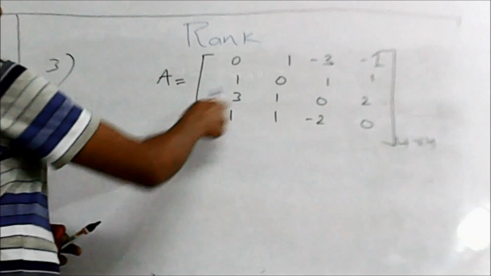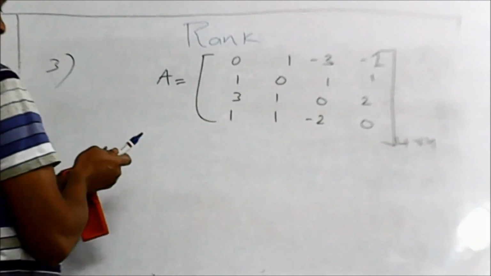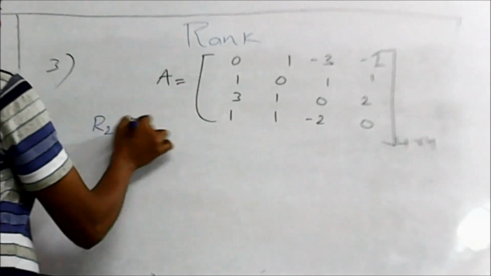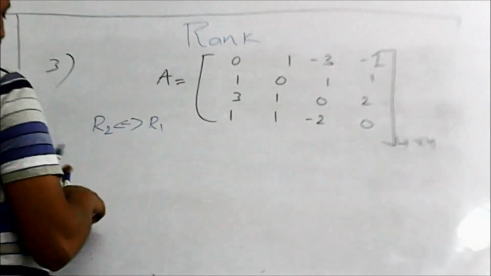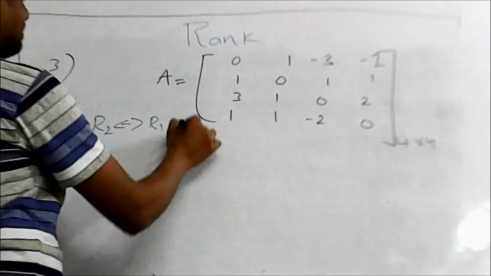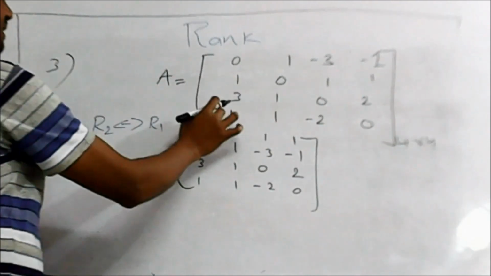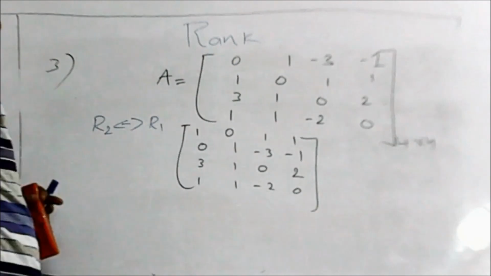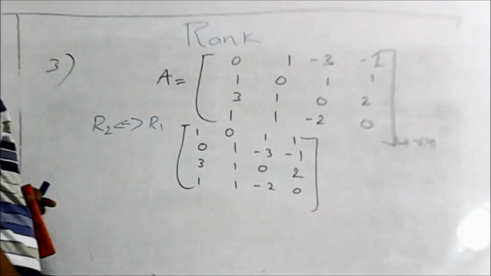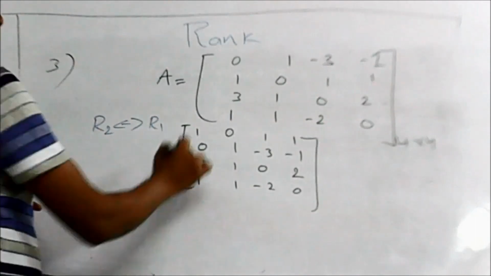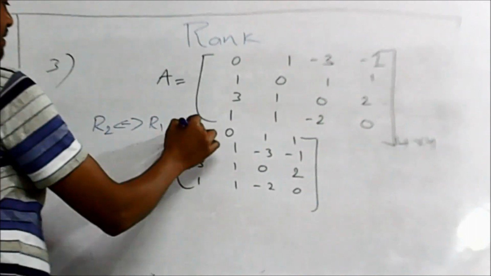Better you choose the row which contains 1 in the first element. Here the second row contains 1, so simply you can write R2 as R1. If someone chooses R4 as R1, the results will be the same. You can solve it in any way, no problem; the final results must be the same. So we choose the first diagonal, this element.